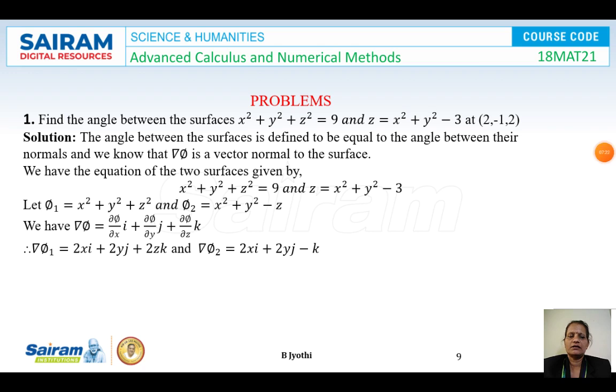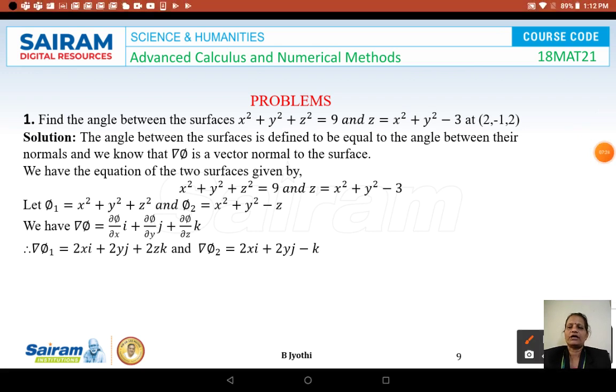Problems. Find the angle between the surfaces x square plus y square plus z square is equal to 9 and z is equal to x squared plus y squared minus 3 at 2, minus 1, 2.